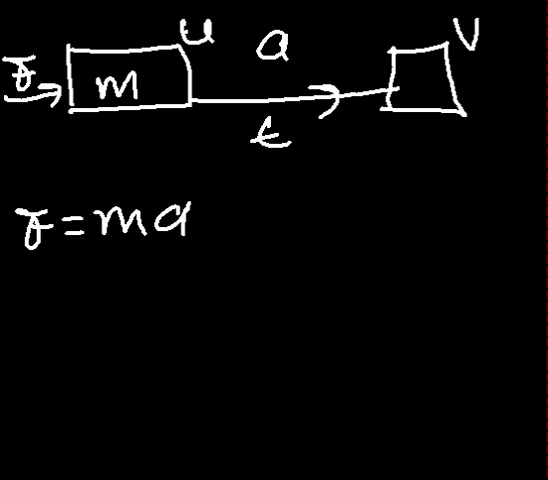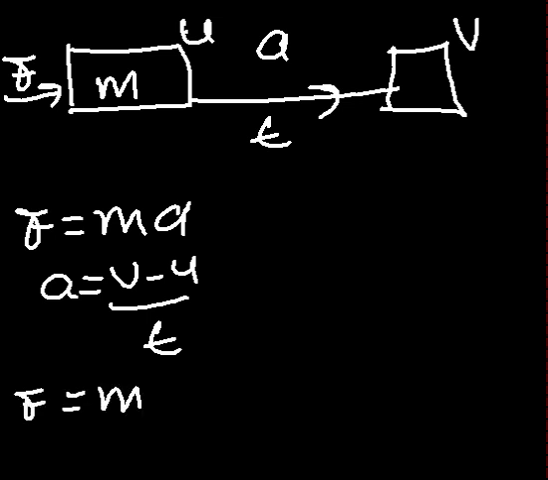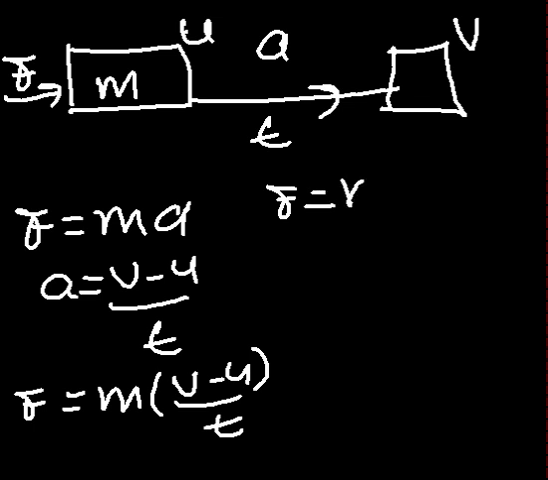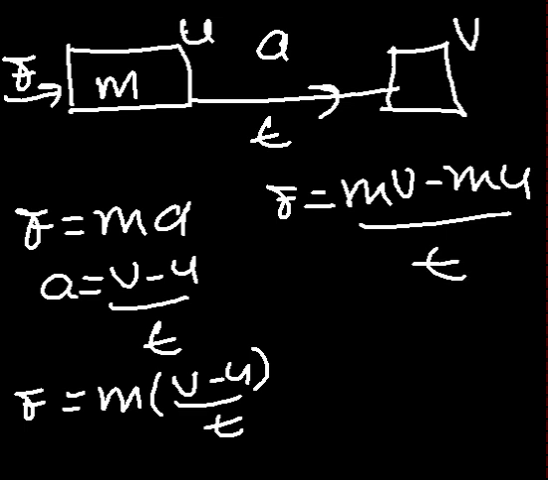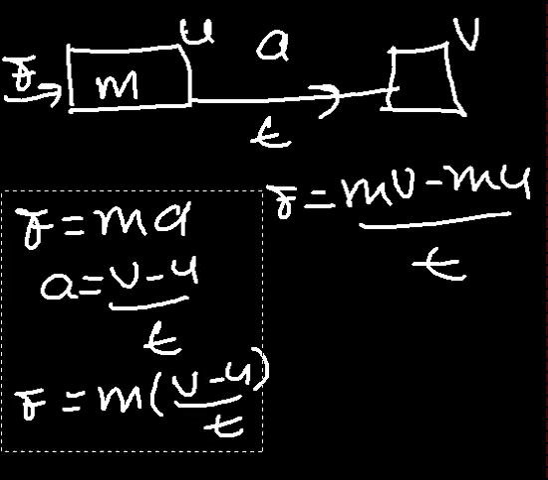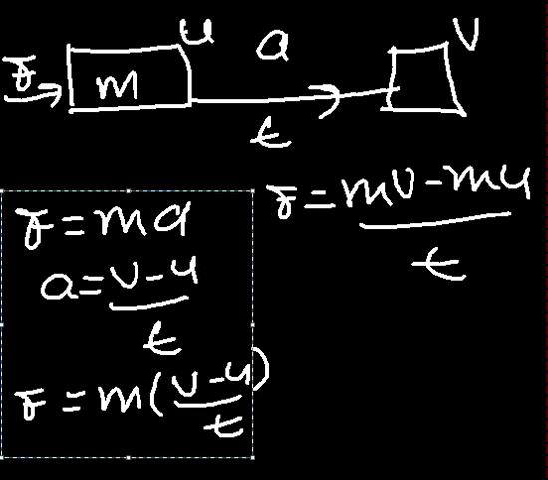But what is the acceleration? Acceleration is given as v minus u over time. So in this case, we'll have force equal to mass times acceleration, which is v minus u divided by t. So now you have the force being given as mv minus mu divided by time. And guess what? This is how you should have it.